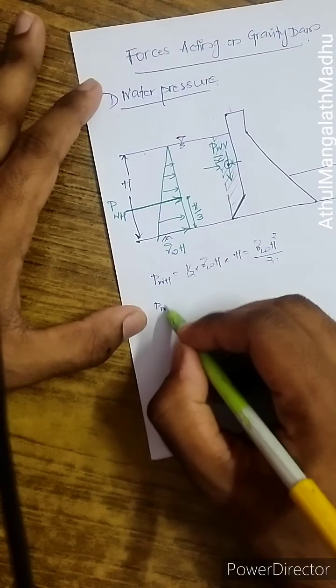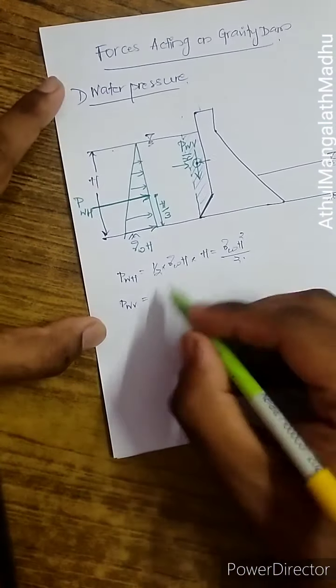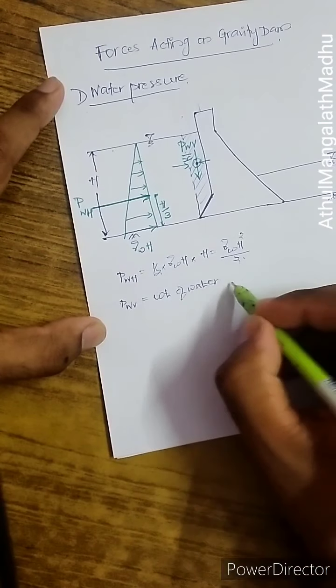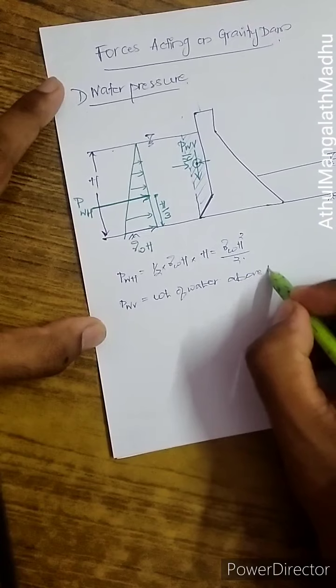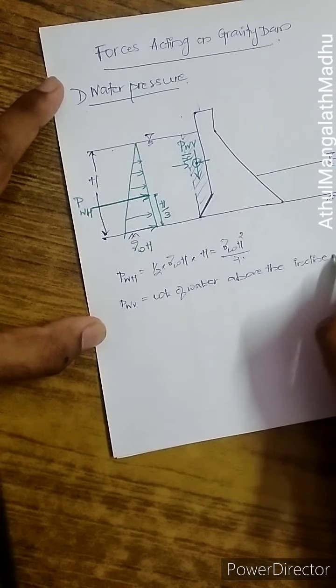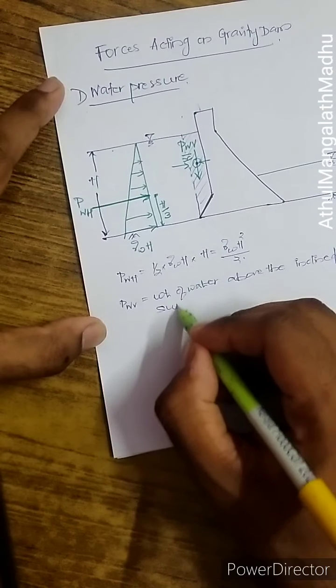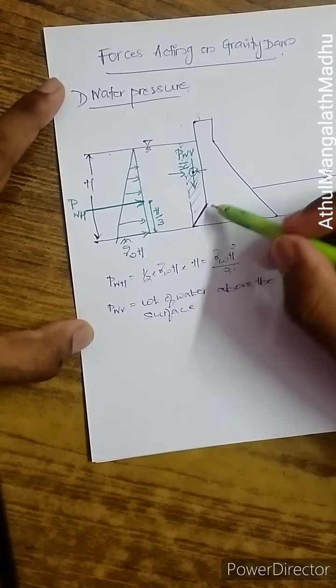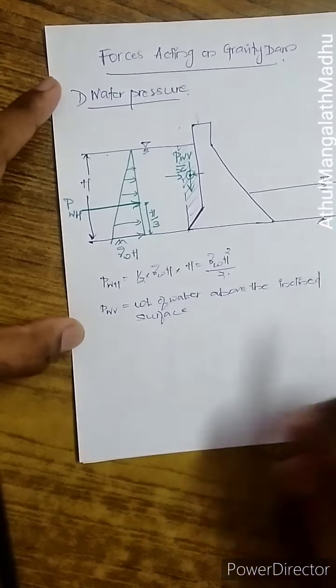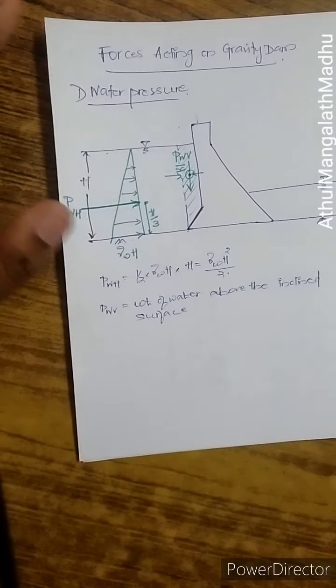And similarly, the vertical water pressure will be equal to the weight of water above the inclined surface. Whatever weight of water is there above this inclined surface, you have to take that weight of water. That's how you find it on the upstream side.